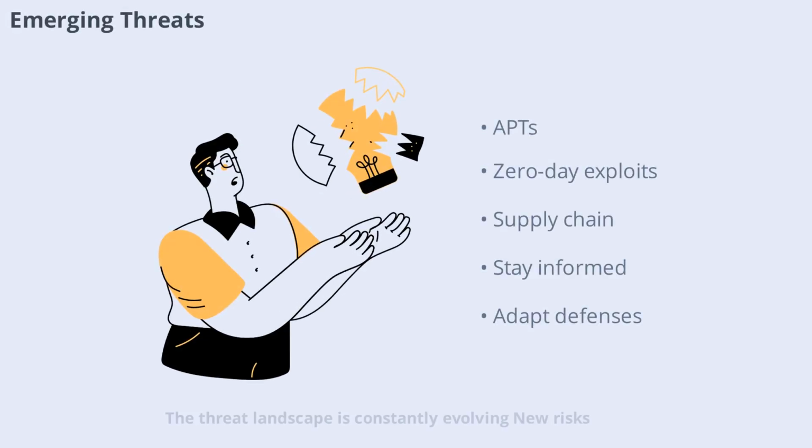The threat landscape is constantly evolving. New risks such as advanced persistent threats, zero-day exploits, and supply chain attacks require ongoing vigilance. Staying informed about emerging threats helps organizations adapt their defenses and stay one step ahead of attackers.